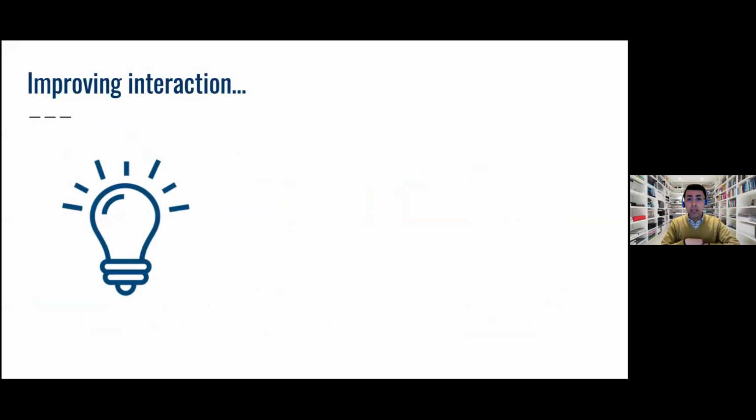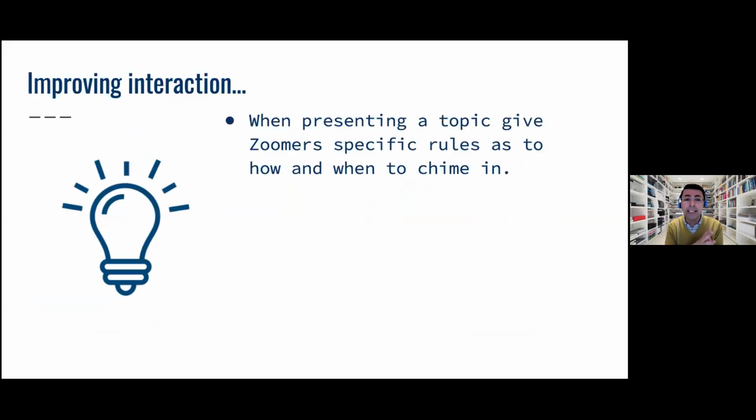Right, so here are some extra tips for improving interaction. When presenting a new topic, give Zoomers specific rules as to how and when to chime in. I think this is part of classroom management. It's important for them, Zoomers and also Roomers, to know when to intervene, what they have to do.